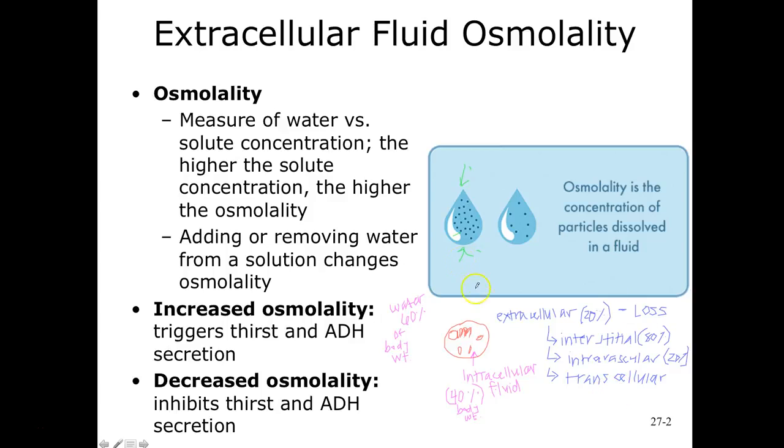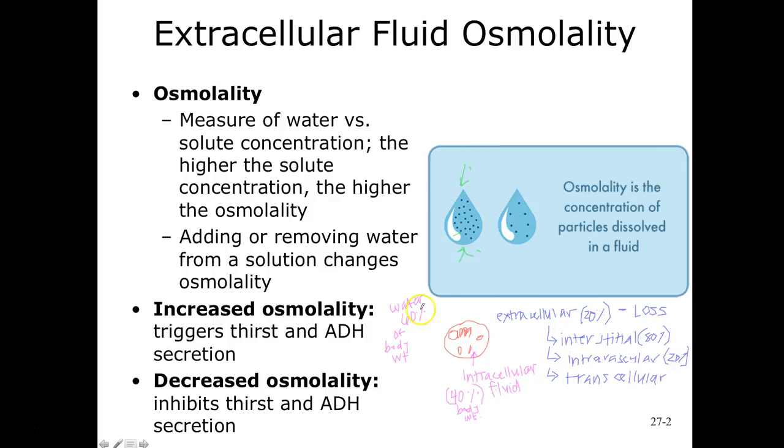And how are we going to lose fluid from this area? It is going to be through your urine, through evaporation. So if you go and work out and you sweat, that sweat is evaporating off of your body. It could be from your respiratory passages as well, so you have moisture when you breathe out. And then also through your feces.